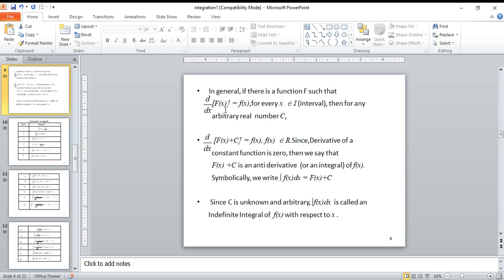Integration c will change. In the previous examples, in one place c is 0, in the second place c is 5, in the third place c is minus 3 by 4. So since c is an unknown and arbitrary constant, integration f of x dx is called an indefinite integral of f of x with respect to x.